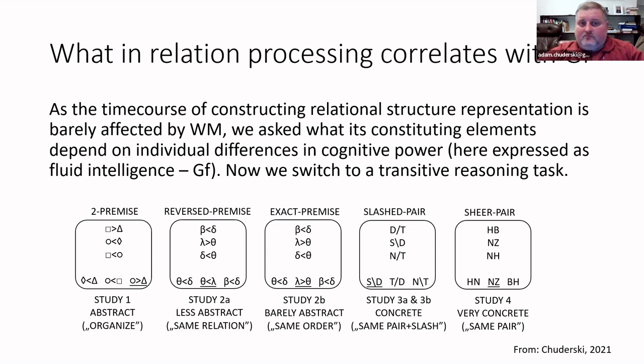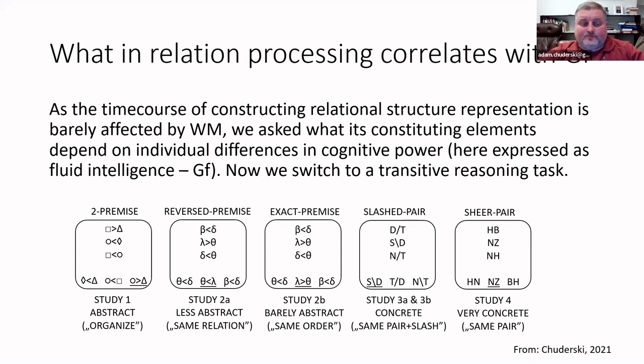If the processing of relations in such a complex task as geometric analogies was barely affected by working memory, we asked what is specific in processing relations that would depend on individual differences in cognitive power. You can call it fluid intelligence, you can call it working memory, cognitive ability. What is this feature of the relational processing task that drives the emergence of the correlation with cognitive ability?